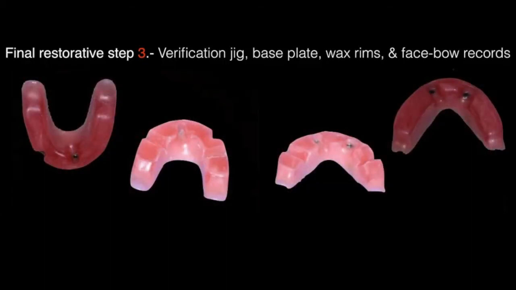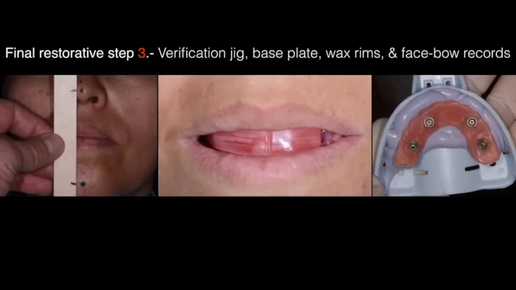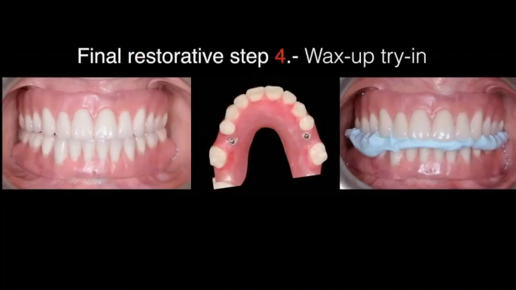So the next, step 3, once your models are verified, you have to get the wax rims try-in. And then, as you would do in a regular denture, you do the face bow registration, indicate your midline, canine position, and first molar position, so that way they can mount the teeth. You are also going to verify those records and make sure that you do not violate the original vertical dimension of occlusion.